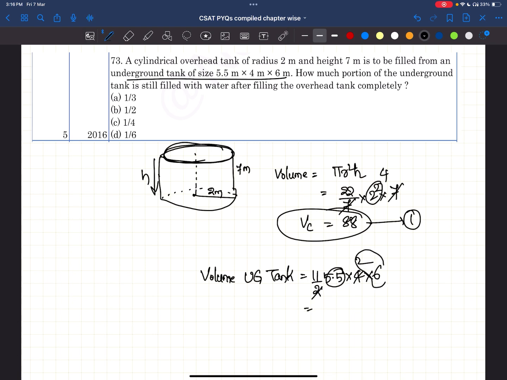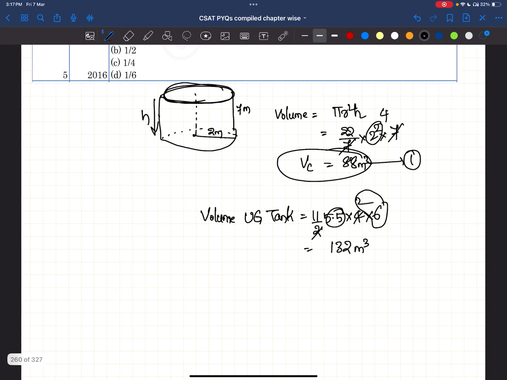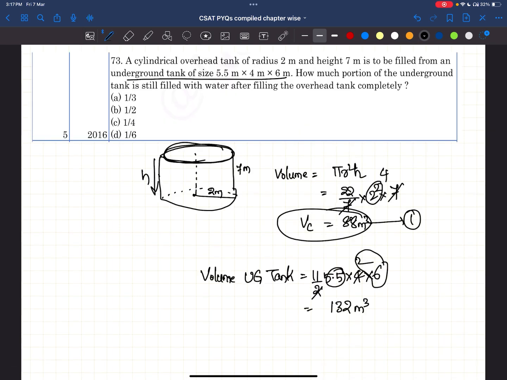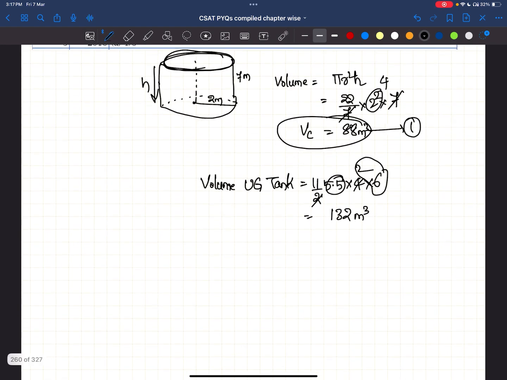2 6 are 12. 11 to 12 is 132. We need to find how much portion of the underground tank is still filled with water after filling the overhead tank completely. That means we need to find how much fraction of water is remaining. We had 132 meter cube of water. We have supplied the overhead tank of 88 meter cube volume, divided by 132, the original value, right?